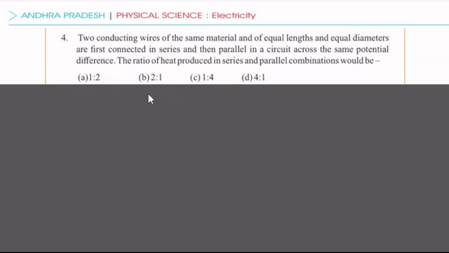Two conducting wires of same material and of equal length and equal diameters are first connected in series and then parallel in a circuit across the same potential difference. The ratio of heat produced in series and parallel combinations would be. So here what has happened is, we have two wires. What is it telling? Two wires are there, made up of the same material and equal lengths, and they have equal diameters.